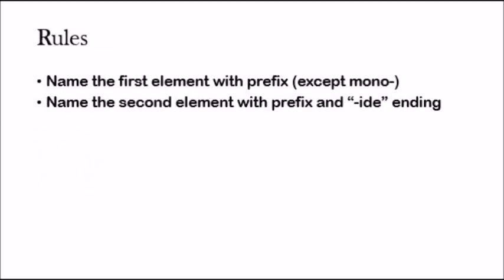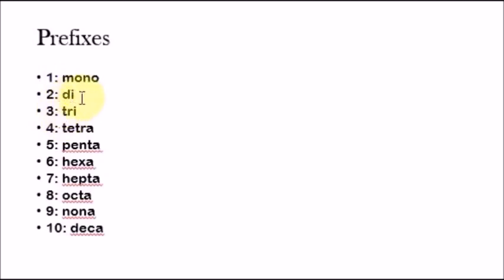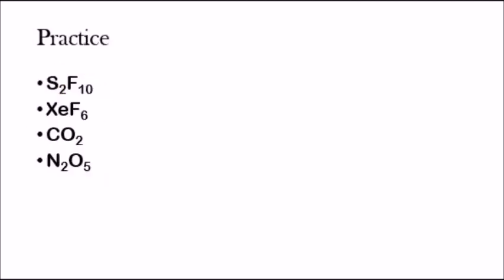So first, our rules are, we name the first element with the prefix except mono, which basically means that if there's only one of our first element, we're not going to say mono. And as we do a few examples, you'll probably get this. So name the first element with the prefix. Our element here is sulfur, and our prefix for 2 is di, so we're going to write disulfur.